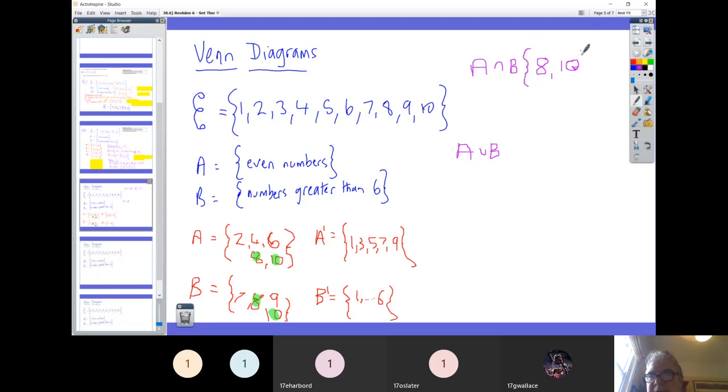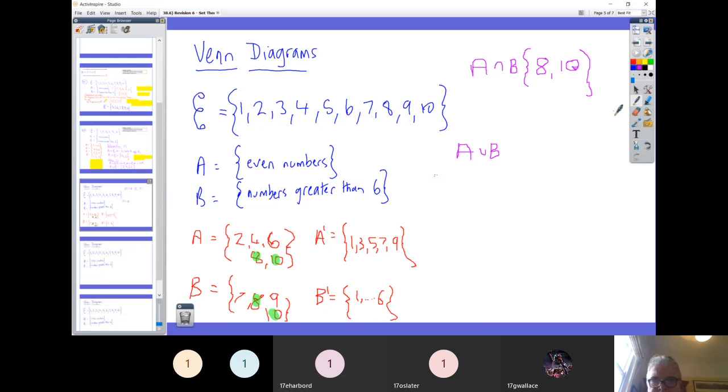And then A union B, that's got to be what's in A or B or both. So it's got to be in A, so that's 2, 4, 6, 8 and 10, but also in B. So that's going to add in the 7 and the 9. I'm just going to have to say this, guys. A union B is going to be A or B or both. So that's the 2, the 4, the 6, the 7, the 8, the 9 and the 10.